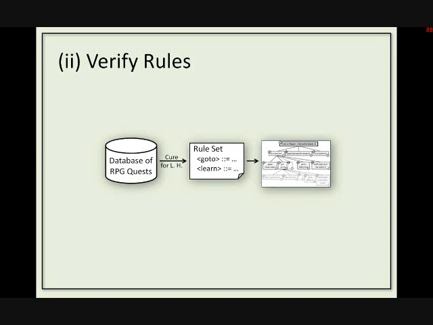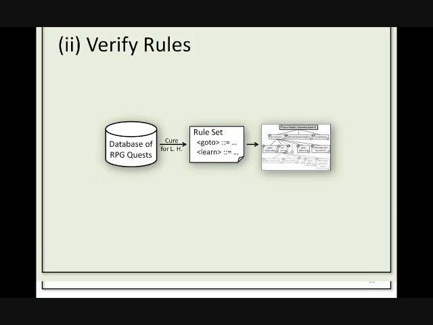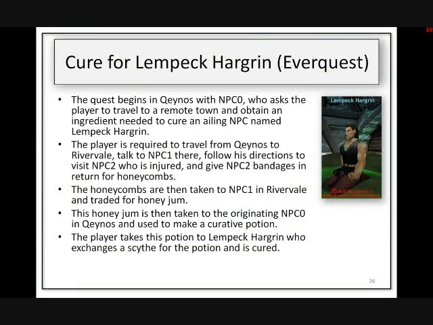Alright, verify rules. Let me use that rule set to analyze a quest from our database of RPG quests, the Cure for Lempek Hagren, which is from EverQuest. So the quest begins in Kanos with NPC 0, who asks the player to travel to a remote town and obtain an ingredient needed to cure an ailing NPC named Lempek Hagren. The player is required to travel from Kanos to Rivervale, talk to NPC 1, follow his directions to visit NPC 2 who is injured, and give him bandages in return for honeycombs.